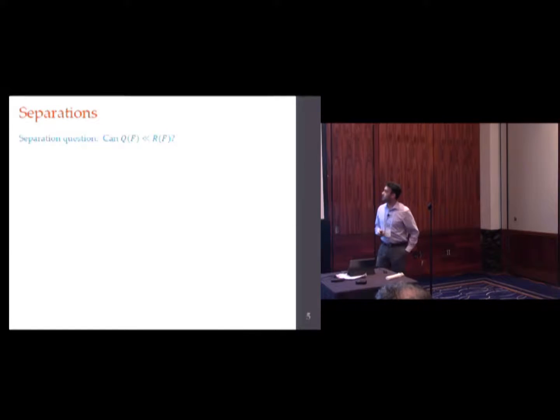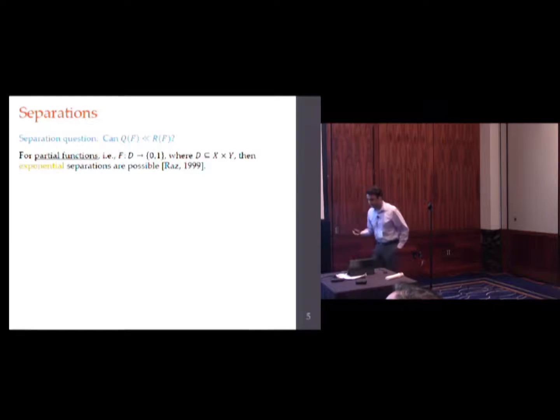In communication complexity, if you consider partial functions, which is something I did not define on the last slide, but partial functions are functions from some restricted subset of the input space X times Y to {0,1}. So you have some promise on the input that only certain pairs are allowed. If you restrict to partial functions, then exponential separations are possible. So this is great, and we're not really going to talk about partial functions for the rest of the talk.